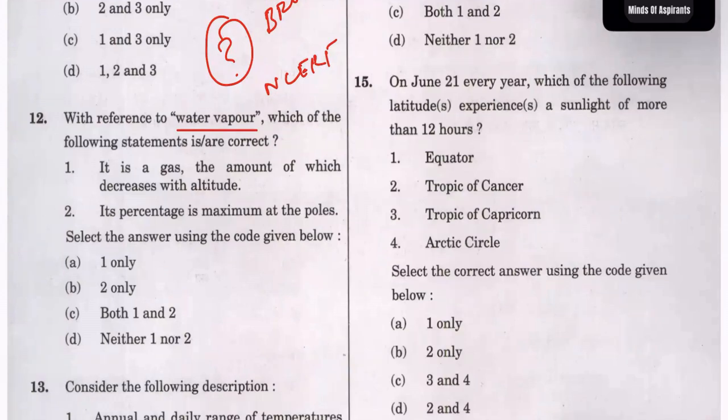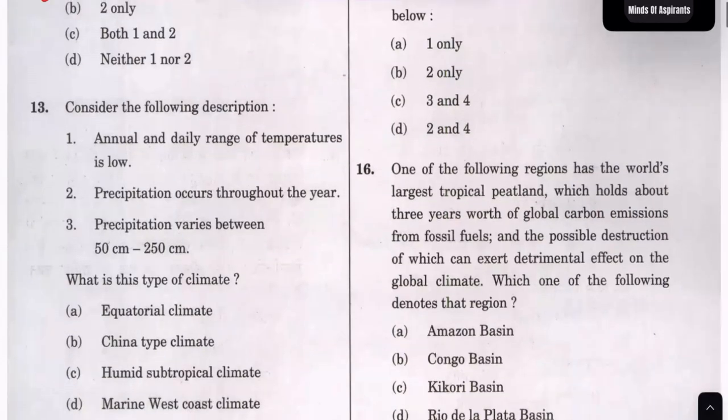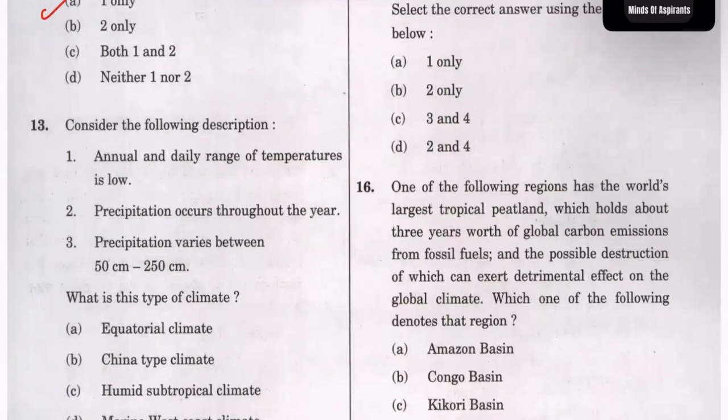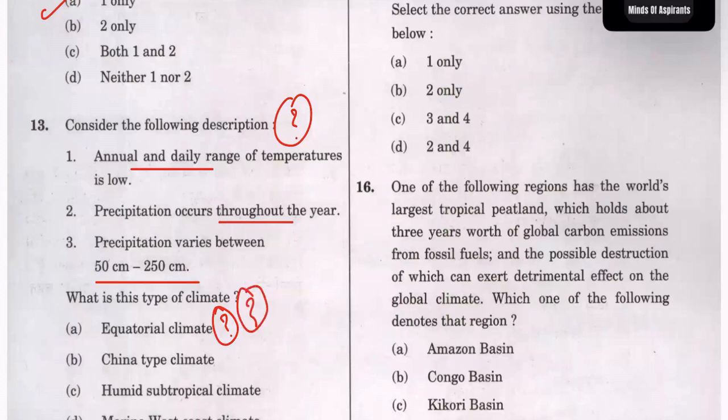It is a gas, the amount of which decreases with altitude. Percentage is maximum at the poles? No, actually it is minimum at the poles. So one is correct. This is a question which I can take. This is a question which may appear a little easy, but it is something you should check. Daily average range of temperature is low. This happens in the equatorial climate also throughout the year. This happens in the equatorial climate also, but 50 to 250 centimeter, whether this happens is a question mark which you should check.